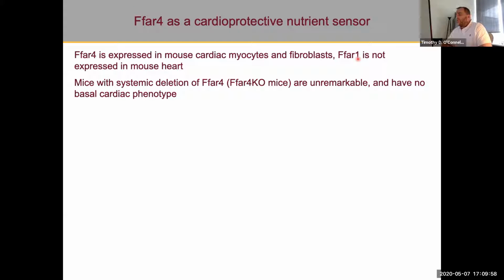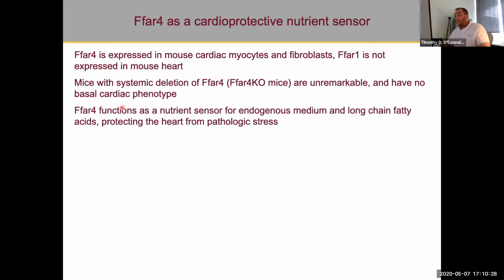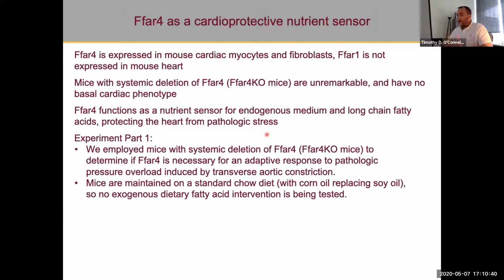Furthermore, we were interested in whether there were any baseline functional abnormalities caused by a deletion of FFAR4. So we're looking at systemic deletion, these FFAR4 knockout mice. We're going to use this as a model today. But we found at baseline they're pretty unremarkable. They don't really have a basal cardiac phenotype, and that's not all that surprising. Many cardiac phenotypes aren't uncovered until you actually stress the heart. So based on previous studies suggesting a putative protective role in the heart, we hypothesized that FFAR4 could function as a nutrient sensor for endogenous medium and long-chain fatty acids to protect the heart from pathological stress. So that's what I'm going to show you today, how we tested that hypothesis.